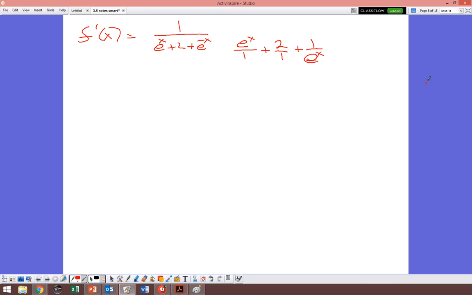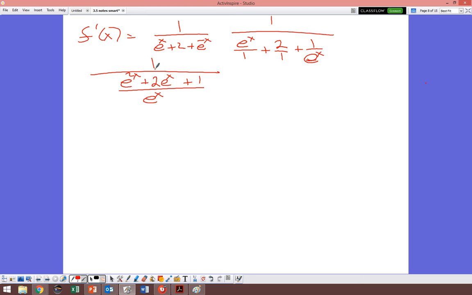So with the common denominator of e to the x, I multiply, so it's going to be e to the 2x plus 2e to the x plus 1, all over e to the x. And don't forget, it's all like this, right?